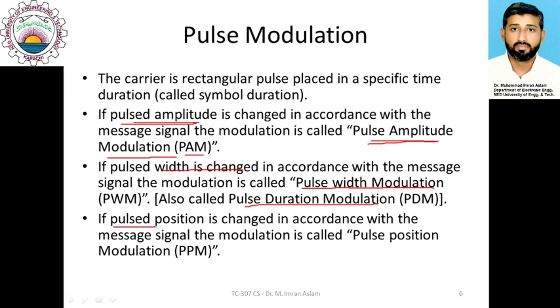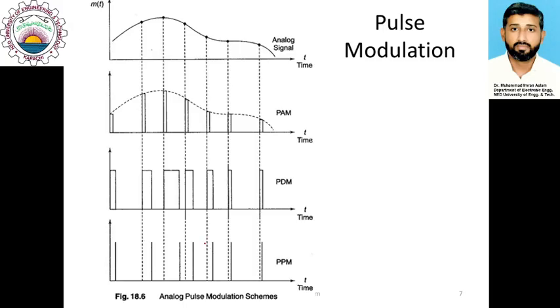Our third category is that if we represent the position of the pulse to represent the information contents or message signal, in that case this type of modulation scheme is named as pulse position modulation, PPM. So let me graphically illustrate these three different types of modulation scheme.